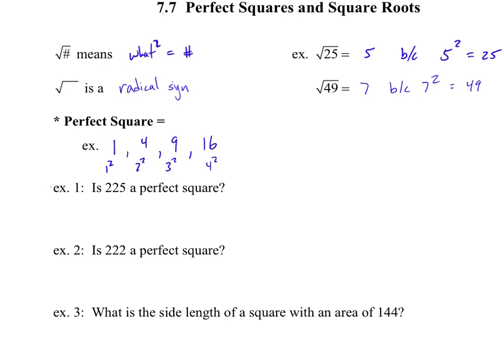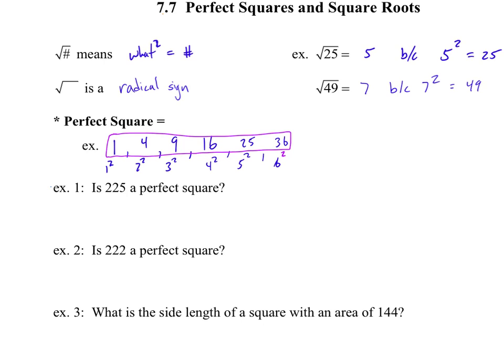What's my next one? 25. Yes, because 5 squared. And my next one? 36. These numbers here are your perfect squares. Everything squared: a whole number squared equals a perfect square.